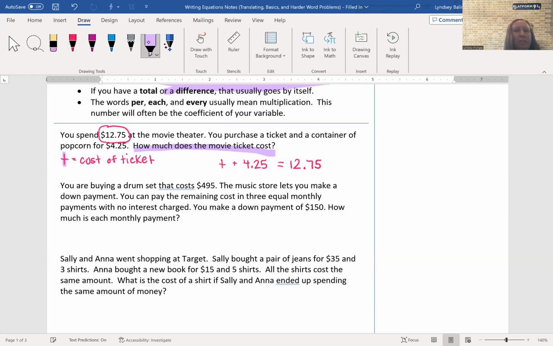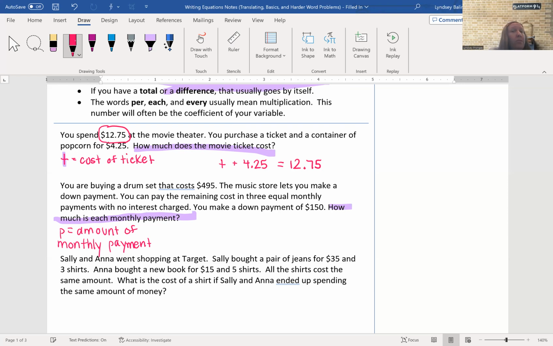Okay, so once again, let's look for the question to decide what our variable is representing. It says, how much is each monthly payment? So I'm going to say P equals amount of monthly payment. Notice if I just said monthly payment, that's not specific enough. It could be, how many monthly payments? So here we're saying P is the amount of your monthly payment.